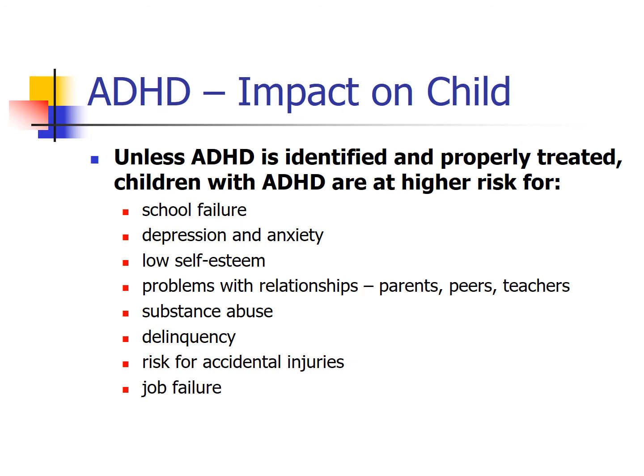So how does ADHD impact the child? Unless it's really identified and properly treated, children with ADHD are often at higher risk for school failure. They struggle to succeed in school. They can experience depression or anxiety. They might have low self-esteem, and that sometimes can be due to problems with relationships. They have trouble getting along with their parents. They might have difficulties with peer relationships. Teachers might find them a difficult student to have in their class.